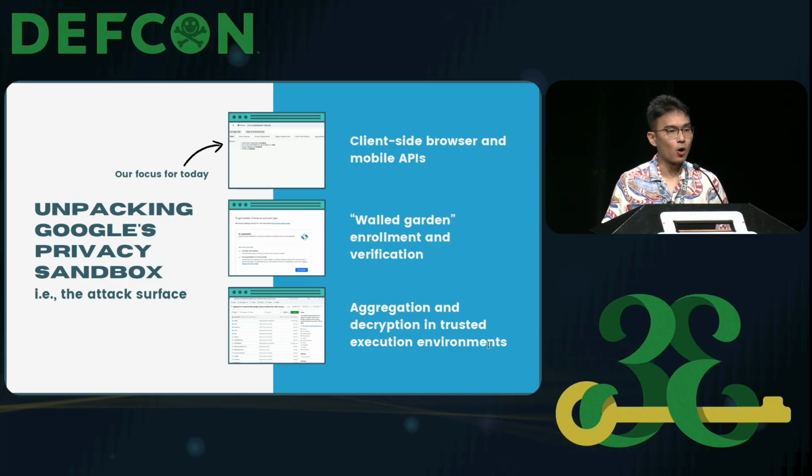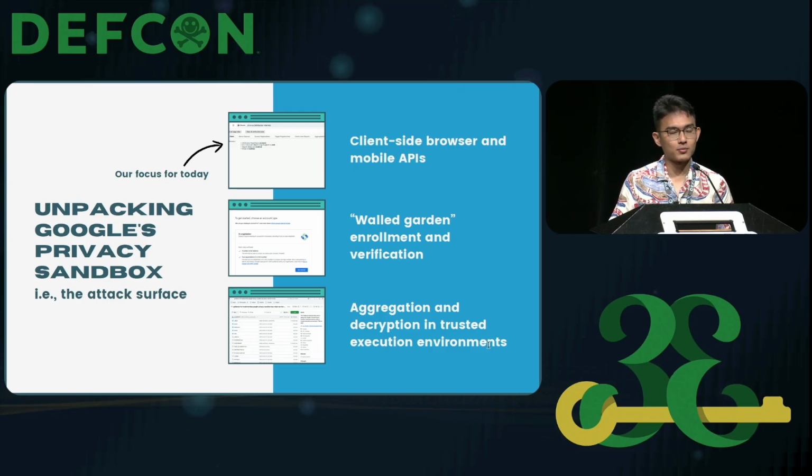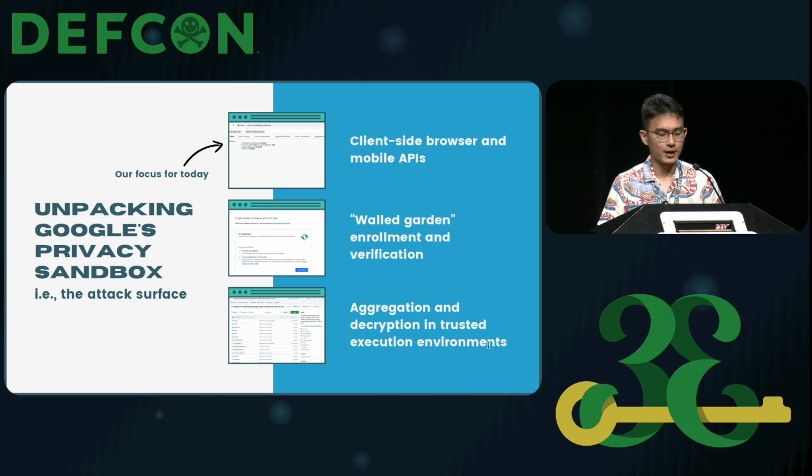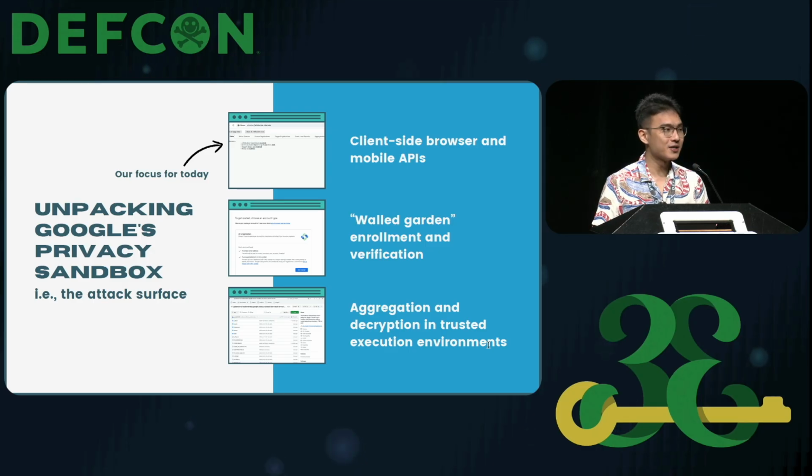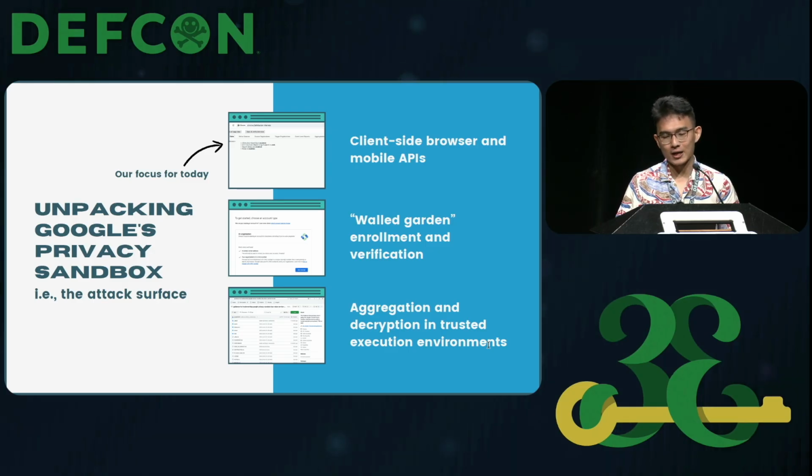The second is a walled garden that Google operates that allows advertising platforms to register with Google and also call on these APIs. And the last is pretty interesting. It is an aggregation and decryption of some of these aggregated analytic data in trusted execution environments that Google allows you to deploy in your own cloud accounts. And this is pretty interesting because they use the term trusted execution environment, but you're really just executing it in your own cloud account. And so there's some question as to whether it is that trusted.